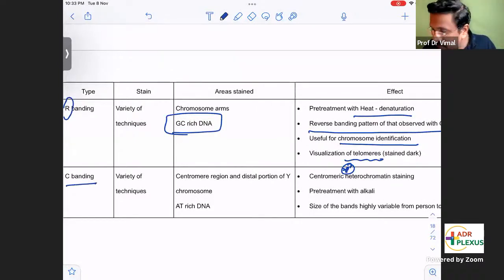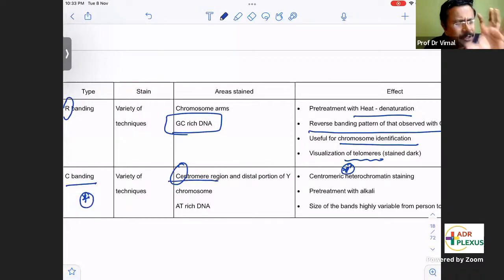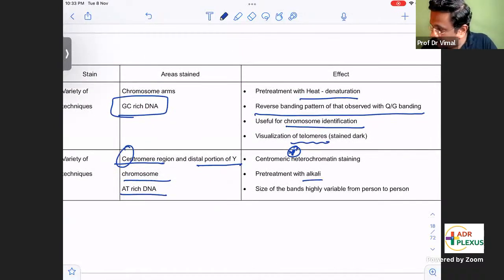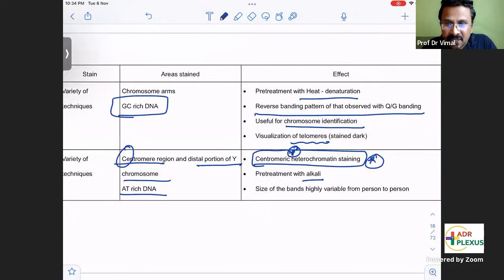Another thing you have to know is C banding. C, remember C for centromere. So you want to study the centromere region purposefully, and also if you want to study the distal part of the Y chromosome, you have to use C banding, which also stains the AT rich parts of the DNA. Here you have to do pre-treatment with alkali. For studying the centromere, use C banding.